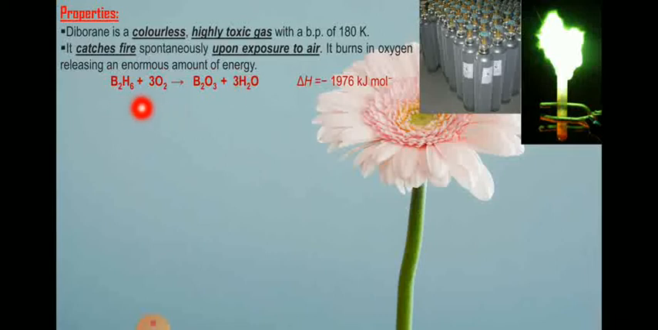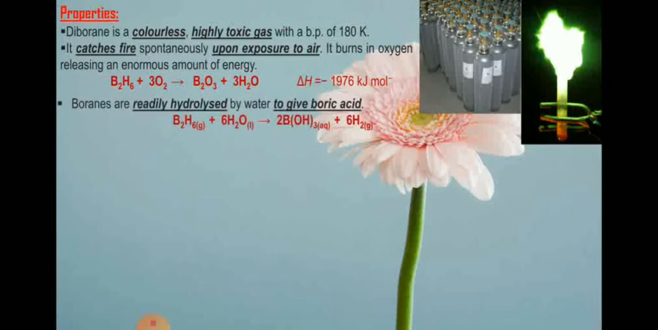Look here, B2H6 plus 3O2, the diborane, a colorless gas, when it comes in contact with the oxygen of the air, forms B2O3 and water. Look at this value, delta H is equal to minus 1976 kilojoules per mole of energy. A lot of energy is liberated whenever diborane comes in contact with the oxygen of the air.